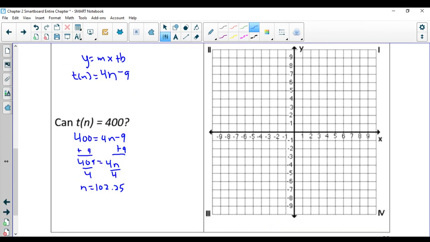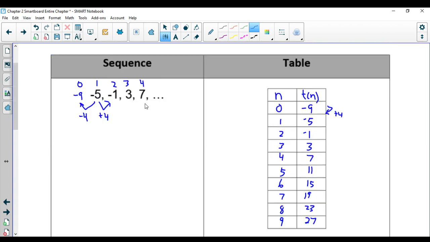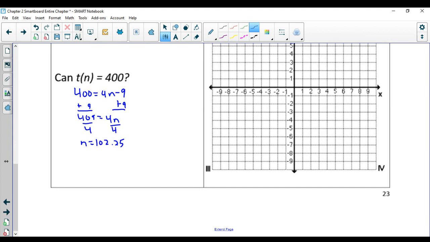102.25. Well, can sequences have decimal n values, as decimal term numbers? And again, that answer is always no, because when we have sequences, the term numbers have to be whole numbers, like term 1, term 2, term 3. Like -5 is term 1, -1 is term 2, 3 is term 3, 7 is term 4. There is no such thing as term 1.5 or term 102.25. So it would skip over 400. So we're going to say no.